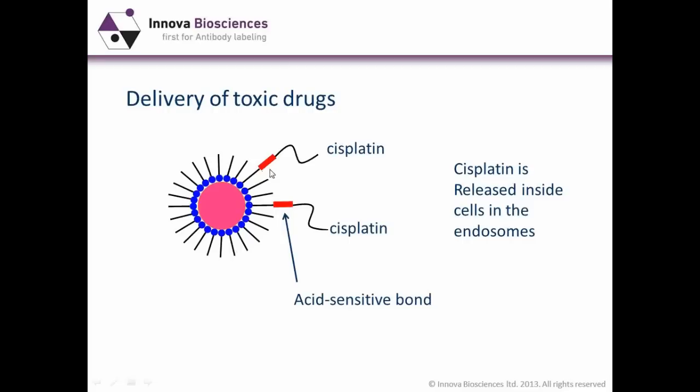So what we have here is typically an acid-sensitive bond. And when this structure enters, say, a cancer cell, it goes into the endosomes, which are very acidic, then this bond breaks, releasing the cisplatin into the cancer cell, which obviously then kills the cell. So gold nanoparticles used in that way.